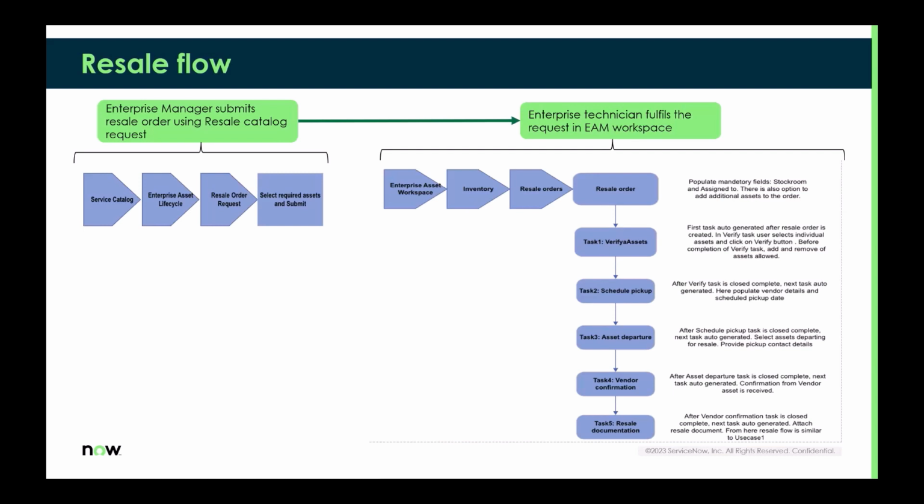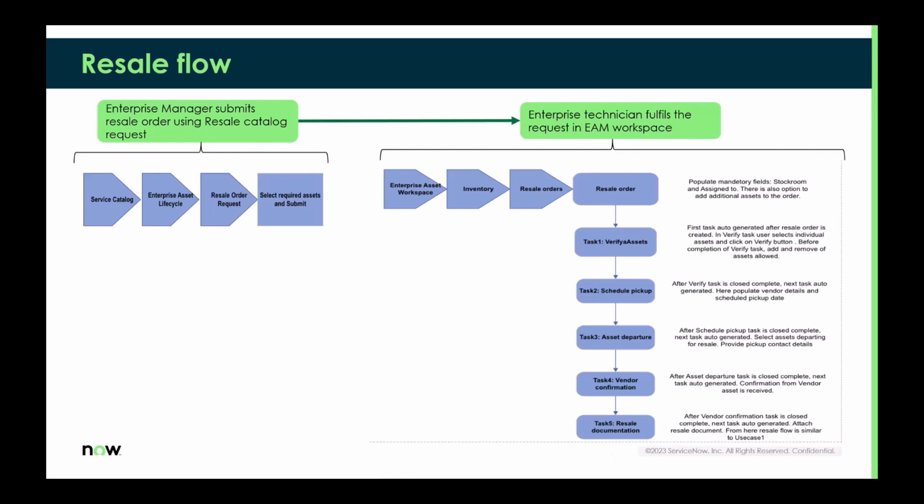Then the resale order's subsequent life cycle stages include verifying the asset, then scheduling the pickup, making the asset departure ready, taking vendor confirmation that the vendor has received the asset, and preparing the resale documentation. That's the last stage of the life cycle. So that's how the entire life cycle of asset resale looks, from creation till proper documentation of the asset resale once the resale is completed.